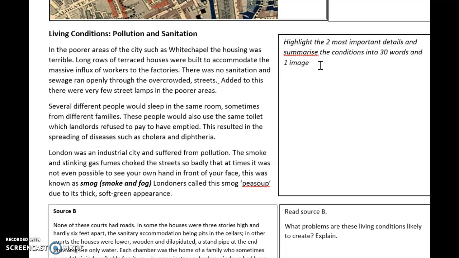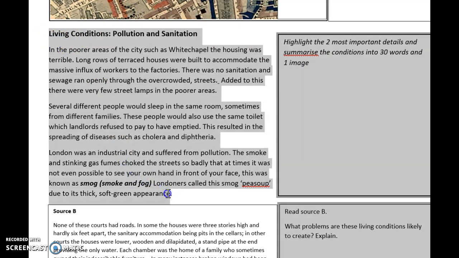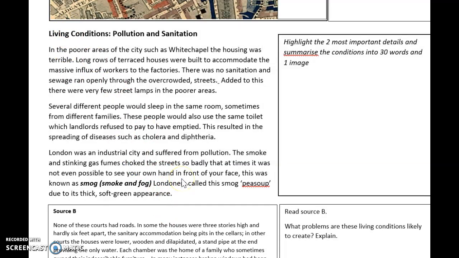Your next task is just to read this passage here, from living conditions down to appearance. Sanitation, quickly, basically relates to drinking water and sewage. Okay, so this passage is on living conditions, pollution and sanitation. Give yourself 60 seconds to read this passage. Go.